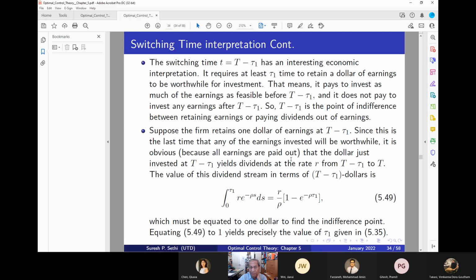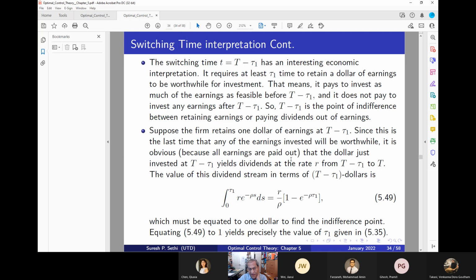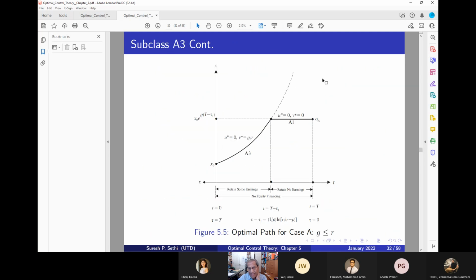We have solved the problem completely. We have solved the 2-point boundary value problem completely. We have found the solution and presented that in this graph. And we have given the entire solution, and a very concrete meaning of this switching point, t minus tau 1.